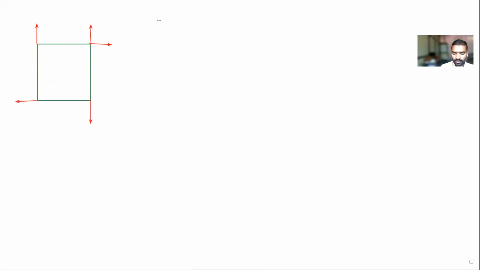What is the problem? Here it is A, here it is B, here it is C, here it is D point. How much is the force at A? 20 Newton. B is 30 Newton. C horizontal is 60 Newton. Vertical is 40 Newton. This vertical is 50 Newton.